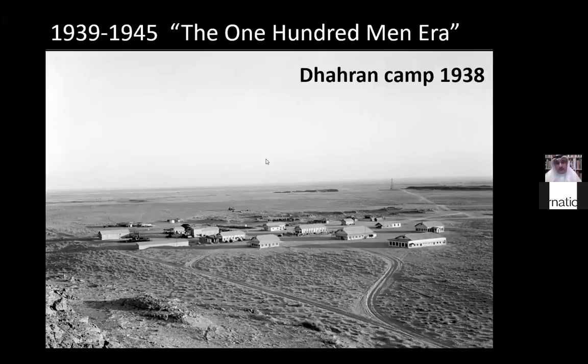Khobar could have been planned much earlier than 1947, if it was not for the outbreak of the Second World War. From almost 1939 to 1945, oil operations in Dahran were almost halted. In the literature of Aramco, that period from 39 to 45 is called the 100 men era. Literally, there were probably only 100 men or less of Aramco staff in Dahran, Khobar or Ras Tanura, just keeping the operations at minimal readiness, because it was virtually impossible to ship oil out of the Gulf. This is Dahran camp at that time. There was not even urbanization in Dahran itself.